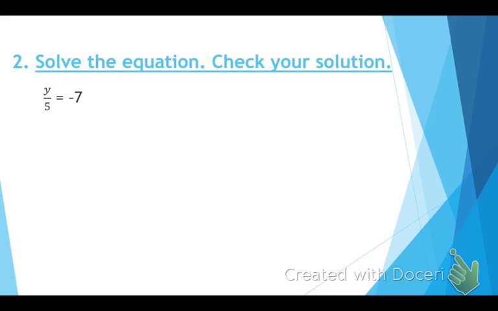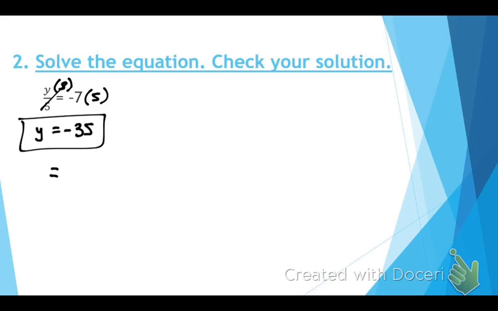All right, the variable is y on this problem. You have to get rid of divide by 5. How do I do that? You multiply by 5. Multiply by 5 on both sides. This cancels out. Y equals, guys, what is negative 7 times 5? Negative 35.